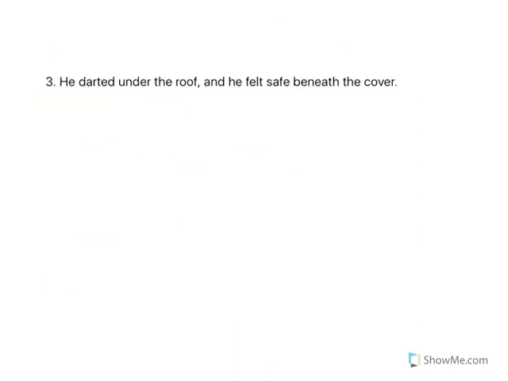Our third sentence says, he darted under the roof and he felt safe beneath the cover. So here our subject is going to be he, a subject pronoun, performing the action. What did he do? He darted. Is this transferring any action? Nope, so it is an intransitive verb. He darted where? Under the roof. And we know this is a preposition, under, indicating location. So this is the object of the preposition. And the is an article adjective modifying the word roof.